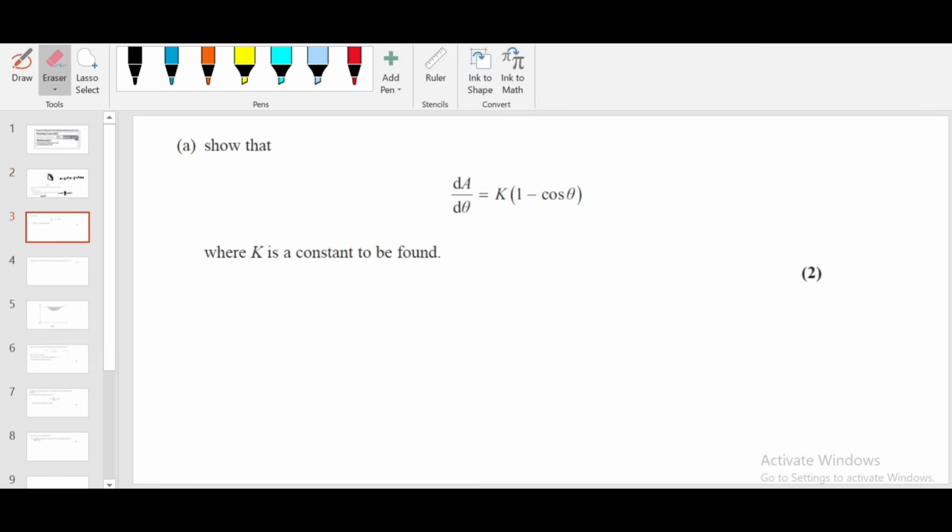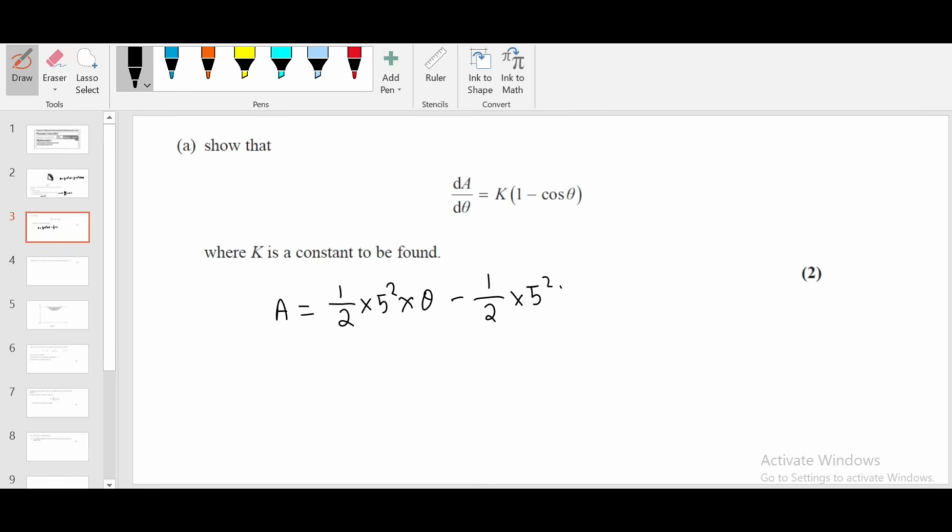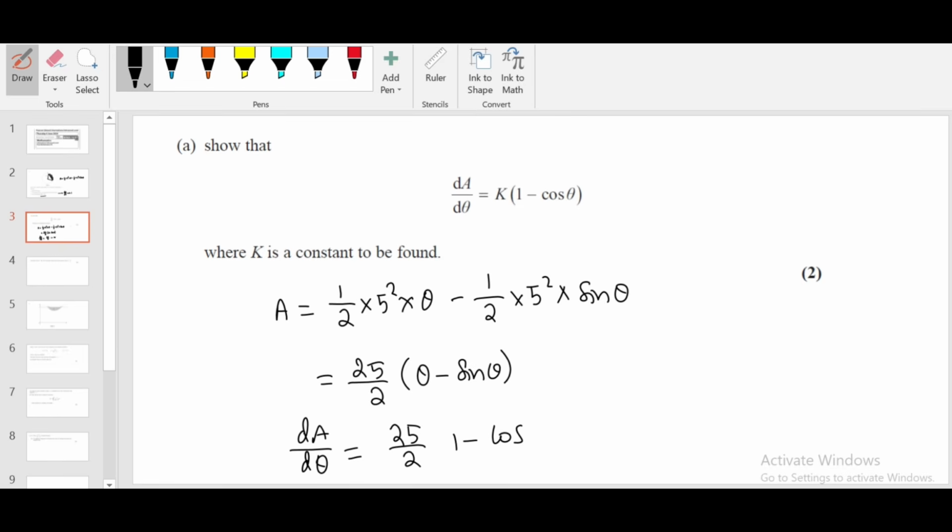Now show that dA by d theta is this. We just calculated A, which is half times 5 square times theta, the area of the sector, minus the area of the triangle, half r square sine theta. You can take half 5 square, which is 25 by 2, as a common factor. You will have theta minus sine theta. Differentiate it with respect to theta and you get the answer already: 25 over 2, 1 minus cos theta. Derivative of theta is 1, derivative of sine theta is cos theta. That's all. Just a 2-mark question.